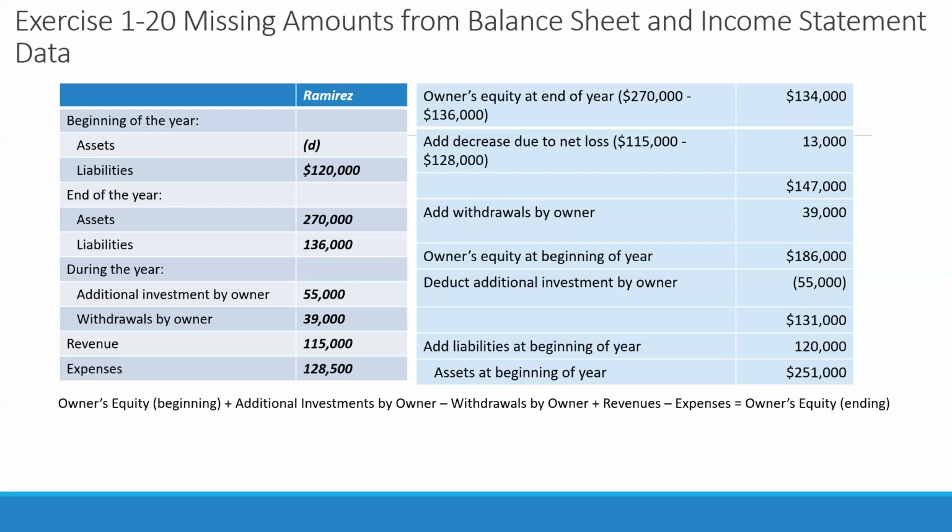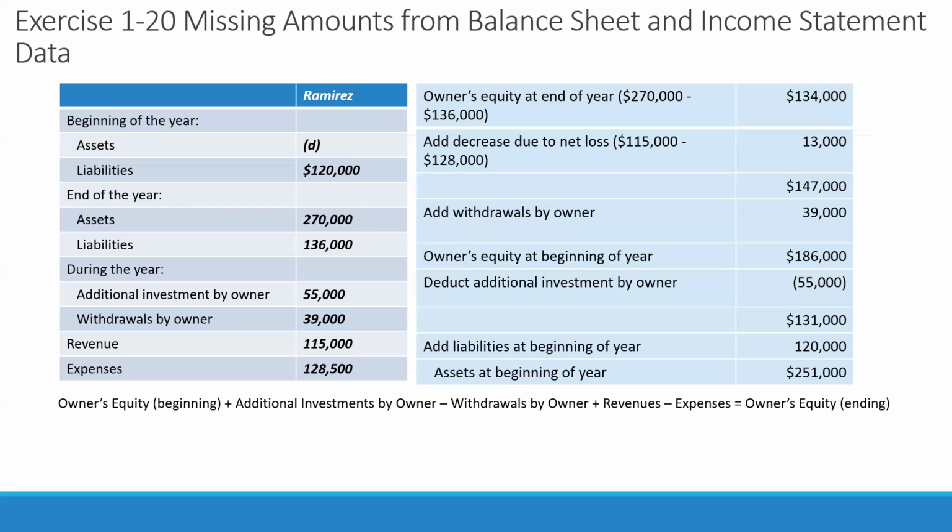This one is, okay, find total assets in this case at the beginning of the year. To calculate total assets, if you know liabilities and you know equity, is simple. You just take liabilities plus your equity. That's your assets. So we have to figure out what was the equity at the beginning of the year. We know the equity at the end of the year, and then we add the decrease because of the net loss, because the loss hadn't happened yet at the beginning of the year. Add the withdrawal by the owner, and you get your owner's equity at the beginning of the year.